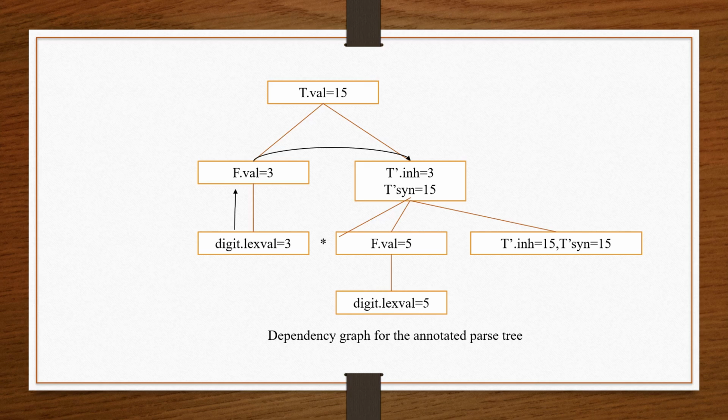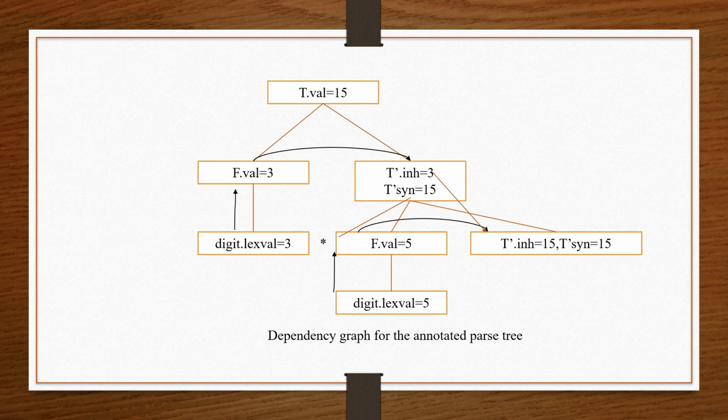Next is this one. Okay, so 5 is copied to F, synthesized. After that, 3 into 5, right? 3 means T dash inherits, into F dot value. This is what the action is. Therefore, it becomes 15. That is copied to T dash inherits. That is equal to 15.